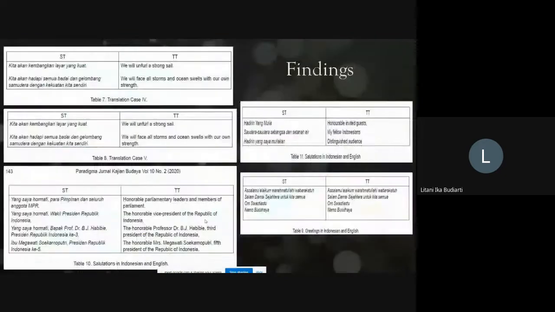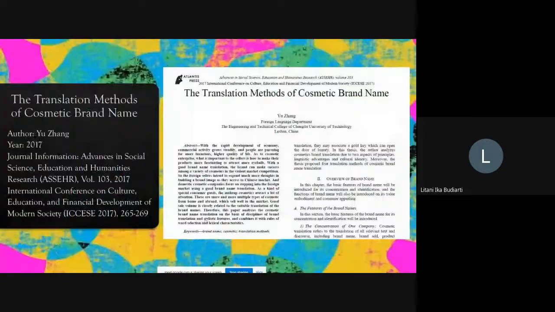And this is the second one. The translation methods of cosmetic brand names. I'm sorry, the author is Yu Zhang, 2017. It's in the Advances in Social Science, Education and Humanities Research journal. And this is what the journal looks like.